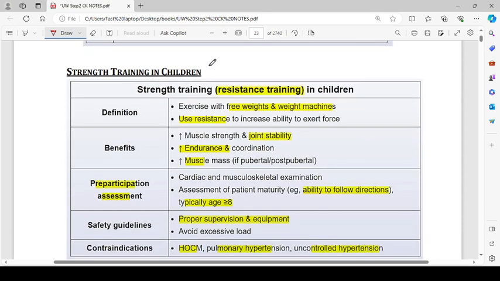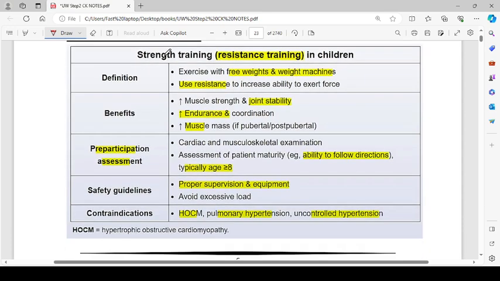Then, what is the concept of strength training in children? Definition: resistance training. Exercise with free weights and weight machines. Use resistance to increase the ability to exert force. Benefits: increase muscle strength and joint stability, increase endurance and coordination, and increase muscle mass if pubertal and post-pubertal.